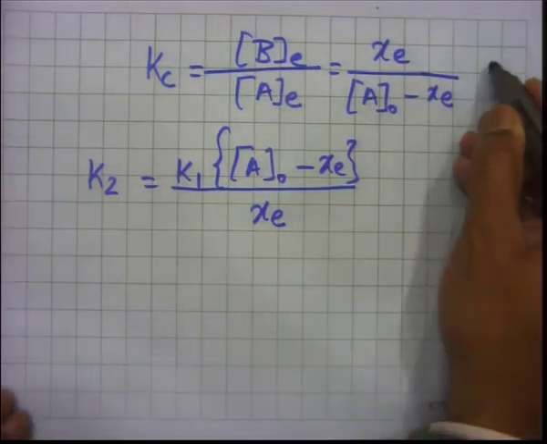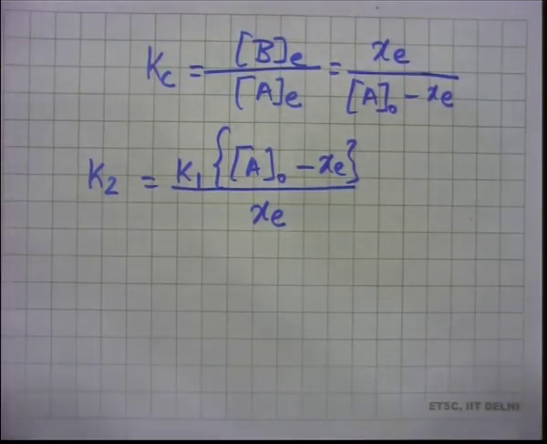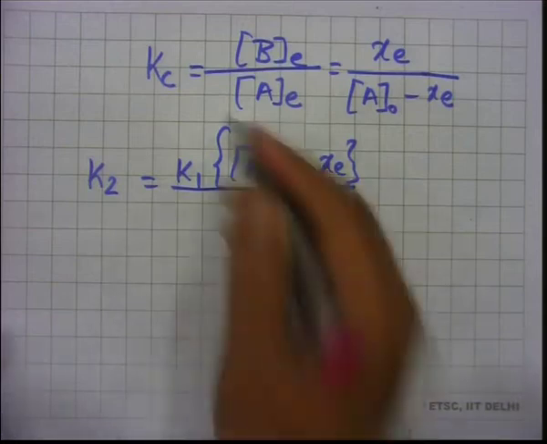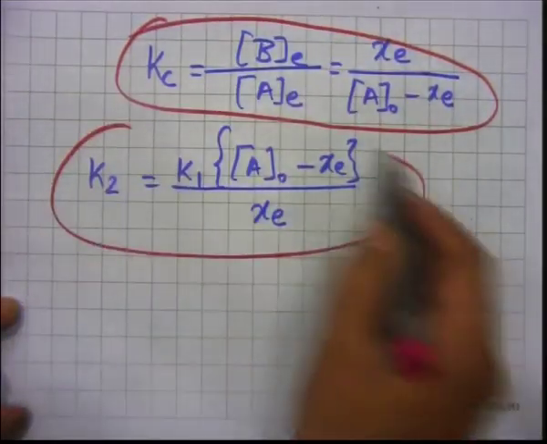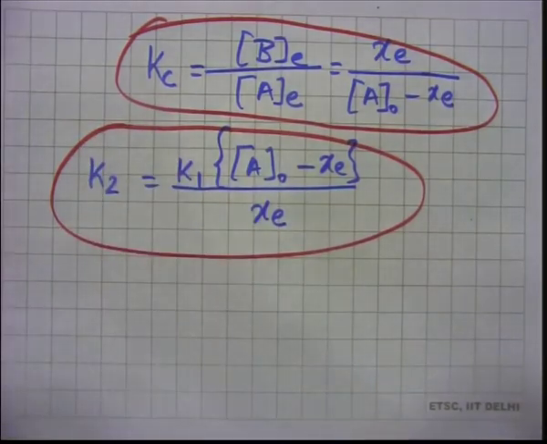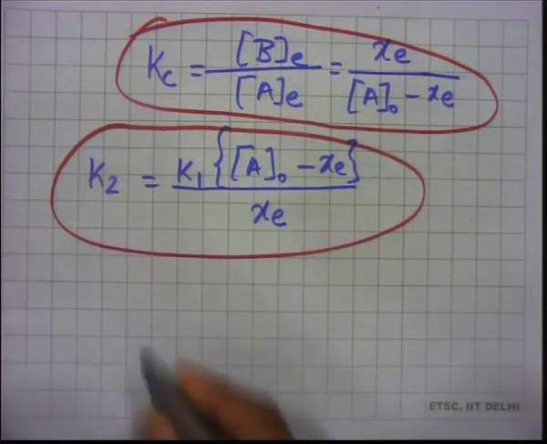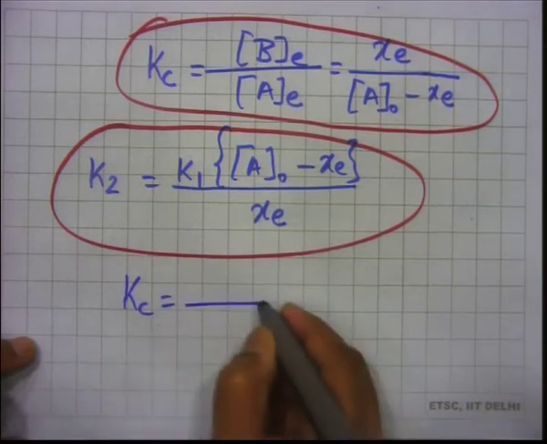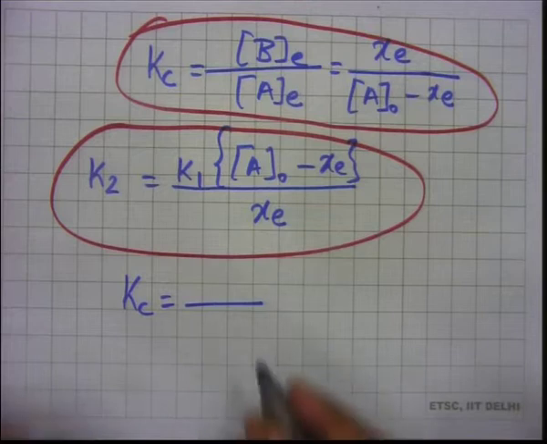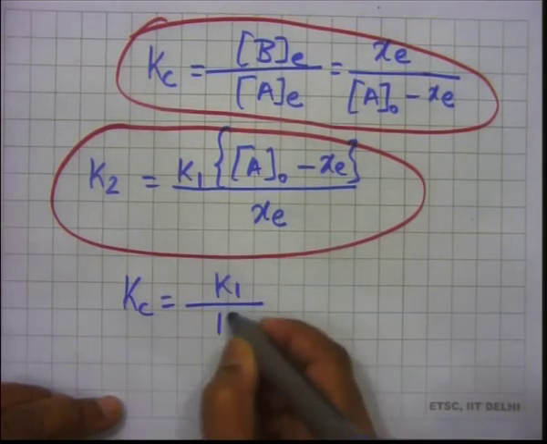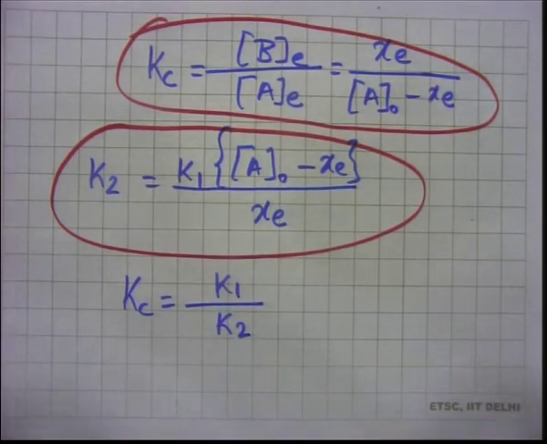So, if you look at the first equation here, the expression for equilibrium constant, and compare the two, you can say that Kc is what in terms of K1 and K2? K1 by K2. So, this is an important result: equilibrium constant can be expressed in terms of reaction rate constants.